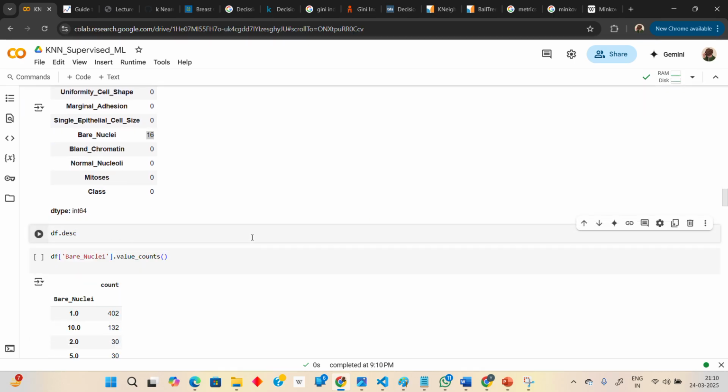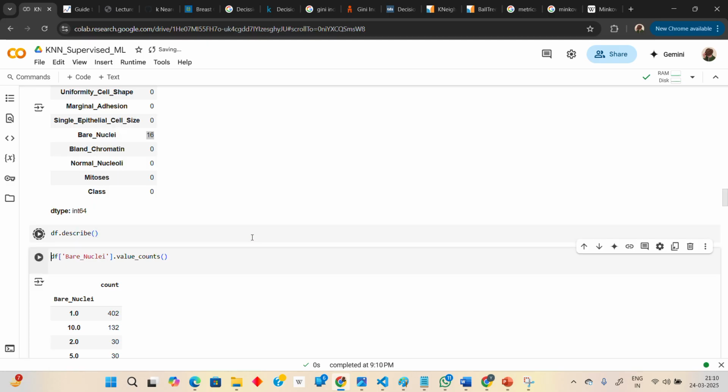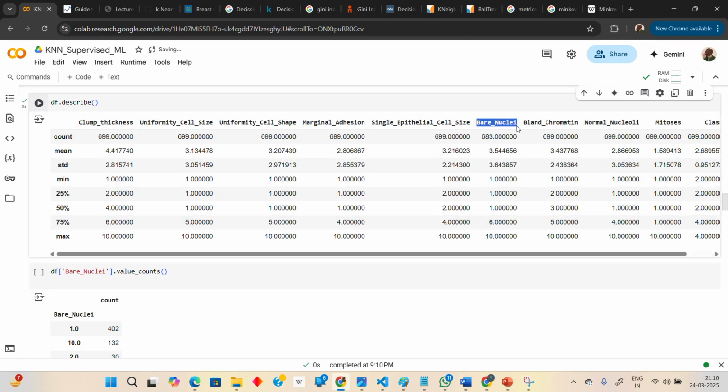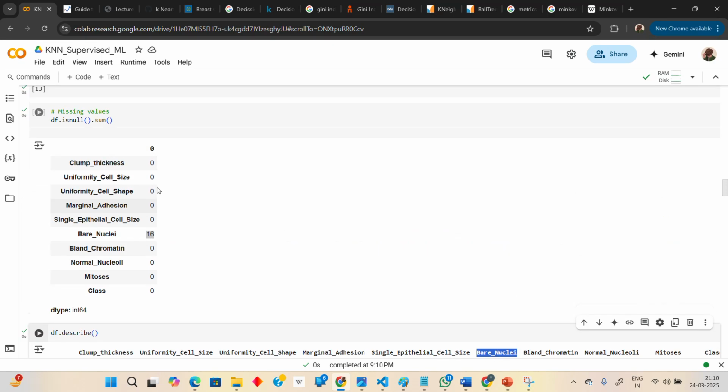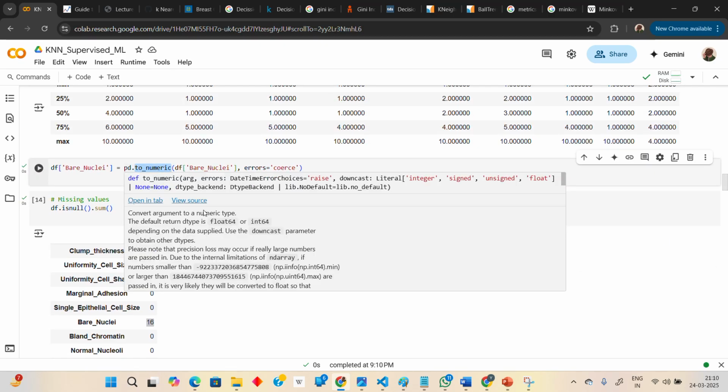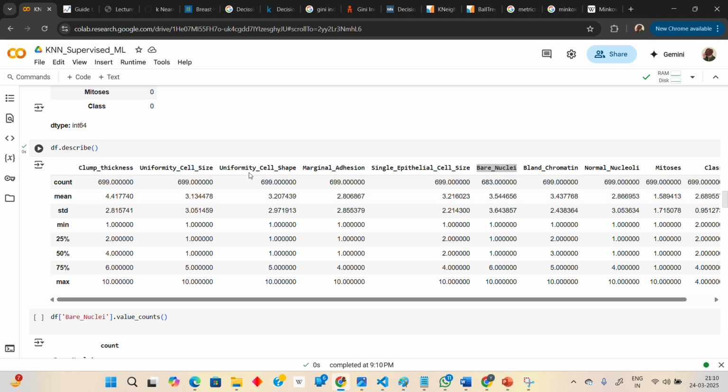Now if you go for df.describe, you can see bare nuclei is also part of it, because we just directly converted it using to_numeric. to_numeric is such a function which will help you to do that directly. Otherwise you can do the simple strategy, which is convert them to null, then convert the entire column to numeric, and do the rest of the operation. Describe. Okay, bare nuclei, if you observe, the mean is 3.5, whereas the median is 1 only. So I can easily identify that it is not normally distributed.